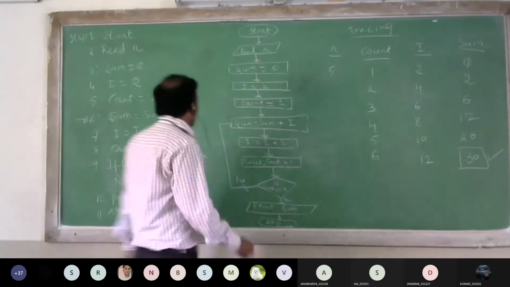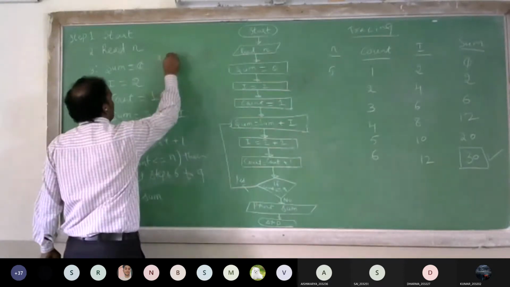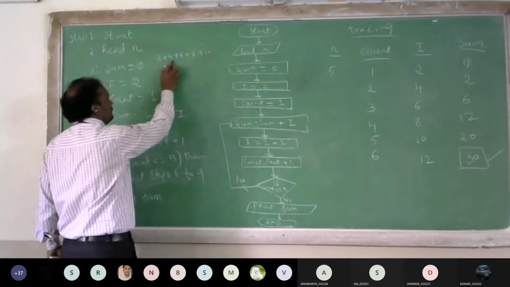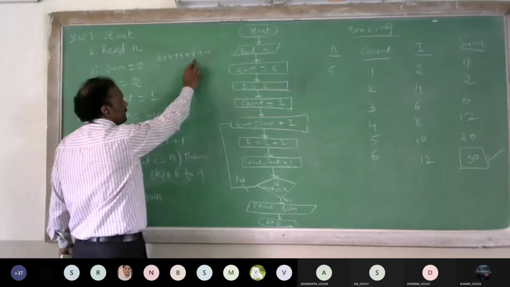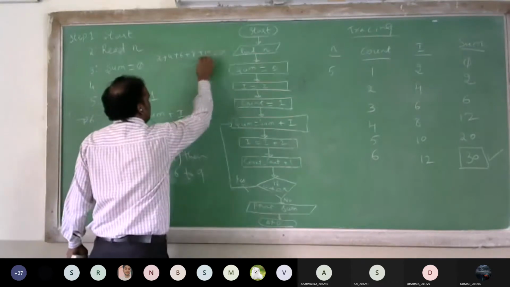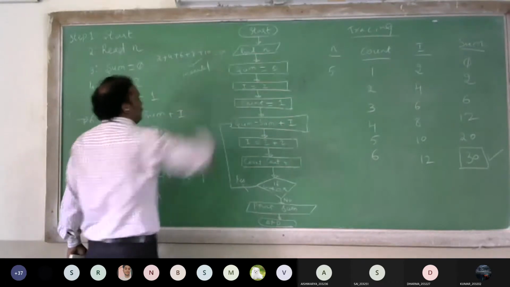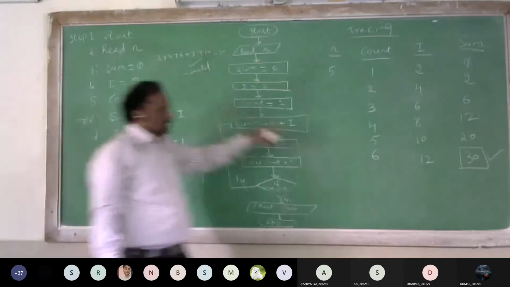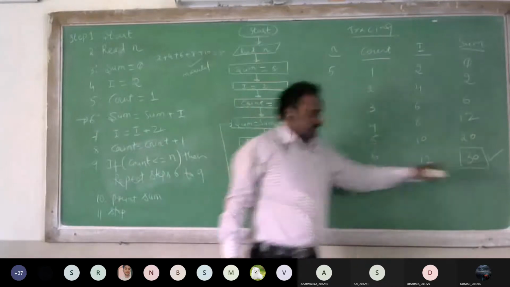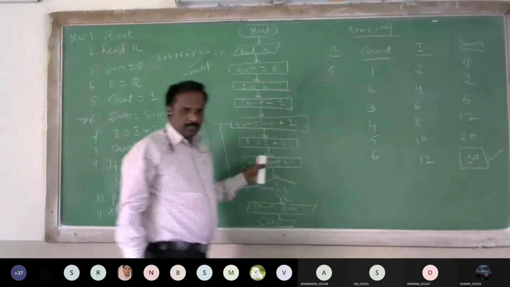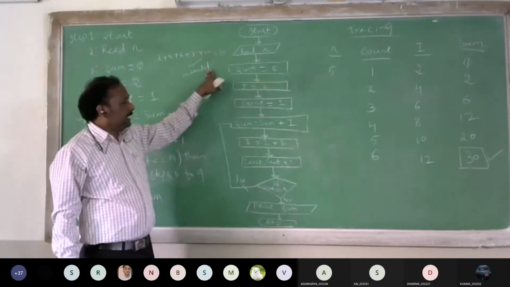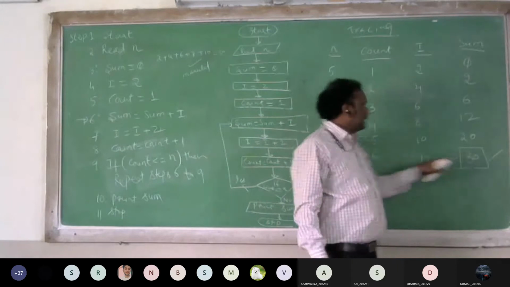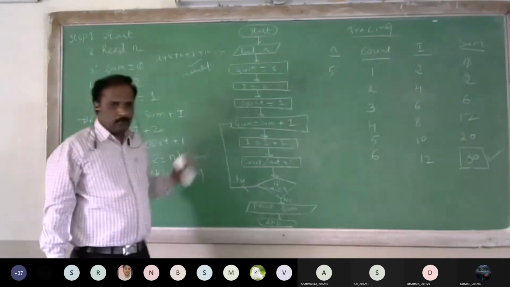What is the manual calculation? 2 plus 4 plus 6 plus 8 plus 10. How do we calculate? 2 plus 4 is 6, 6 plus 6 is 12, 12 plus 8 is 20, 20 plus 10 is 30. This is manual or mathematical calculation. This answer we have got by using the tracing, by using the algorithm or flowchart. The results we have got are the same. Then we say that our algorithm works for any value of n.